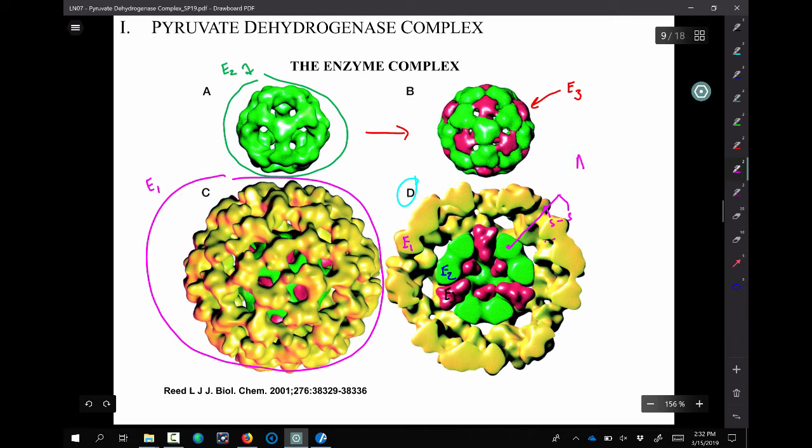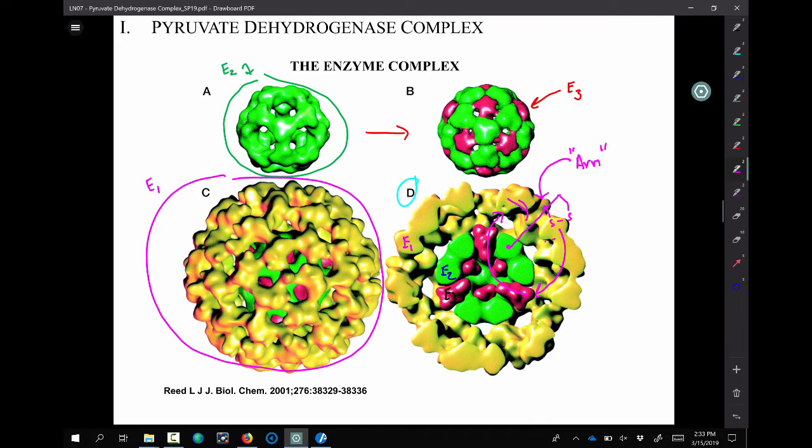And I'm just going to call this an arm. It extends from E2. It's actually called the lipoyl arm. It's this 14 angstrom extension that comes out of E2, and it literally can swing around to each of these subunits. And it will carry either electrons or carbons from one subunit to another. That's a really poor rendering of this, but that's what we would see.